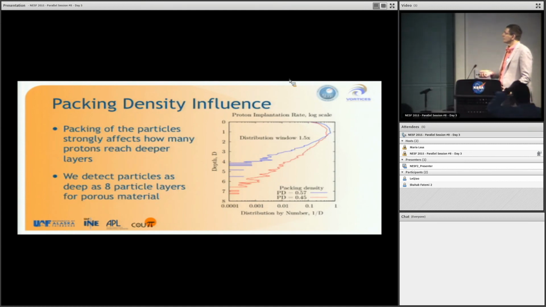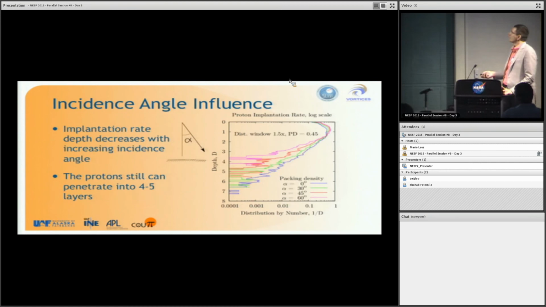For the packing density influence, it is no surprise that with a lower packing density, the opposite of porosity, we can reach much deeper layers. We can reach like the 7th or 8th layer. What you see here as a particle is pretty much a single particle detected, 1 out of 50,000 here.